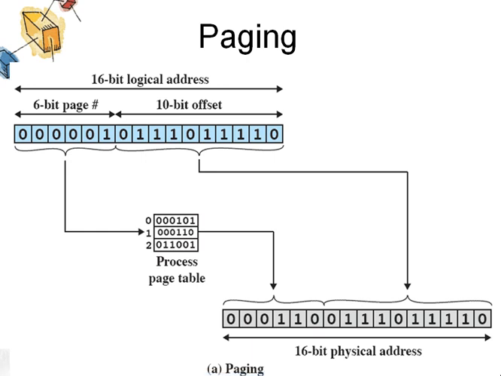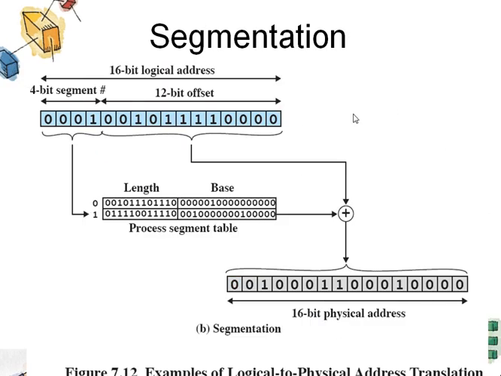Now let us see how this can be mapped in segmentation. Here also we have a 16-bit logical address, out of which 4 bits are reserved for the segment number, and here we have a 12-bit offset. Looking at the process segment table, we will find that segment number, and the process segment table has some extra information, that is the length of the segment and the starting address of the segment, which is indicated by base. So the process segment table constitutes 2 types of information: length of the segment and starting address of the segment.